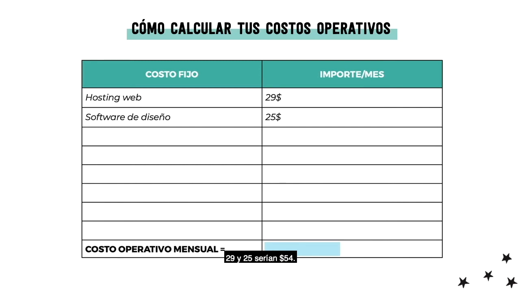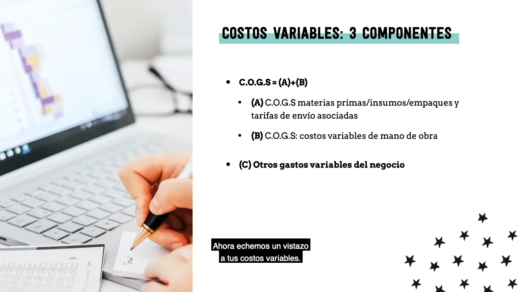In this case, 29 and 25 would be $54. Now let's take a look at your variable costs. Variable costs vary depending on how many products you sell, but they will also be different for every single product that you sell, because you're going to be using different materials, different packaging for every product in your store.